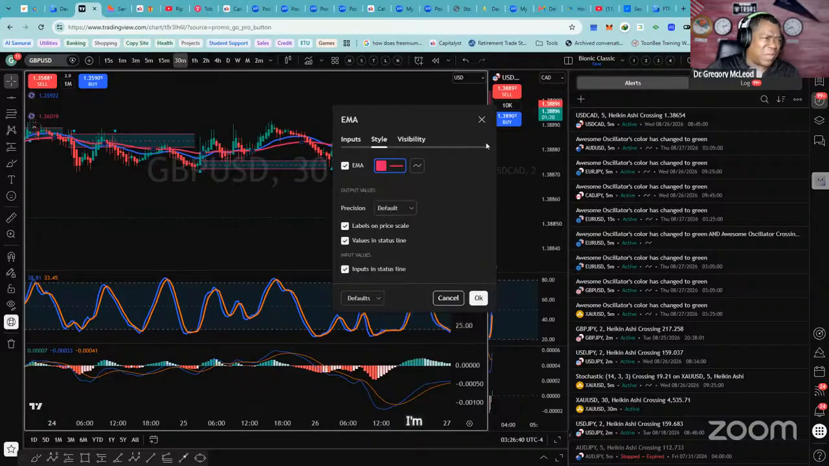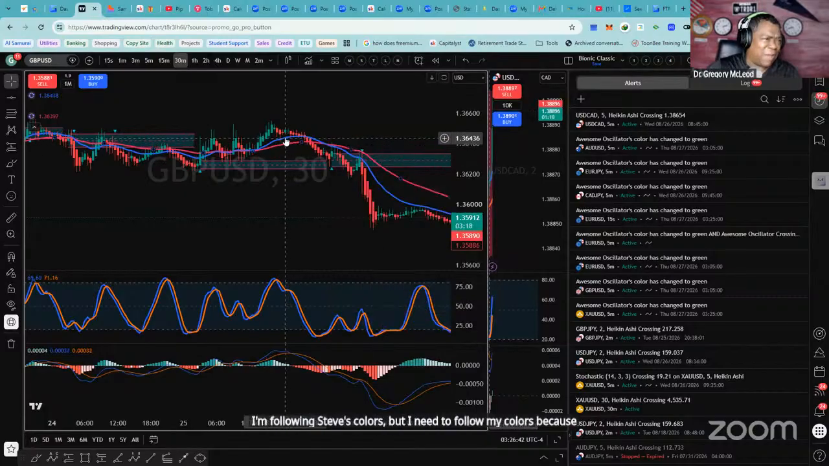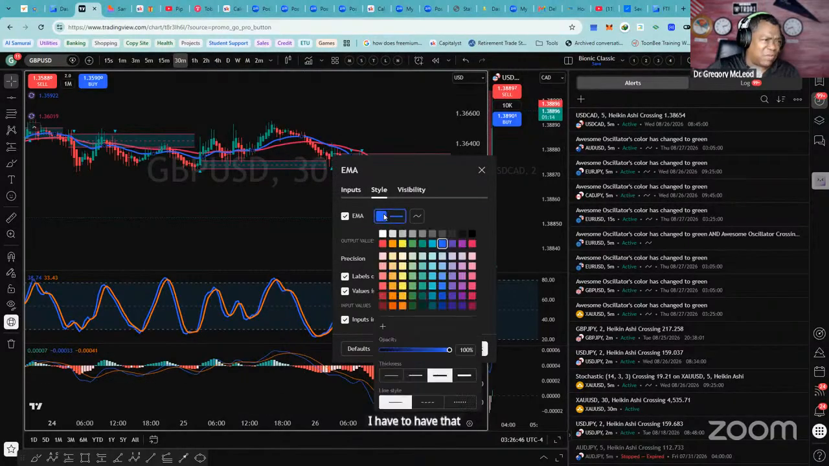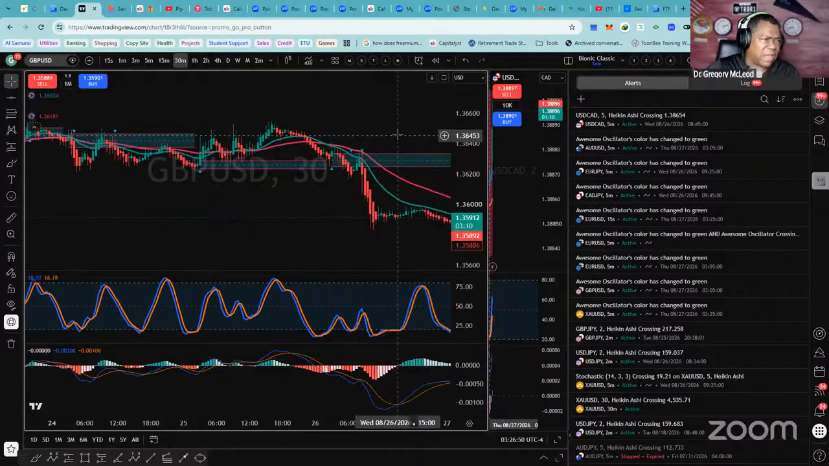I'm following Steve's colors, but I need to follow my colors because I'm really color sensitive. I have to have that red and that green. I've just been doing it for years.